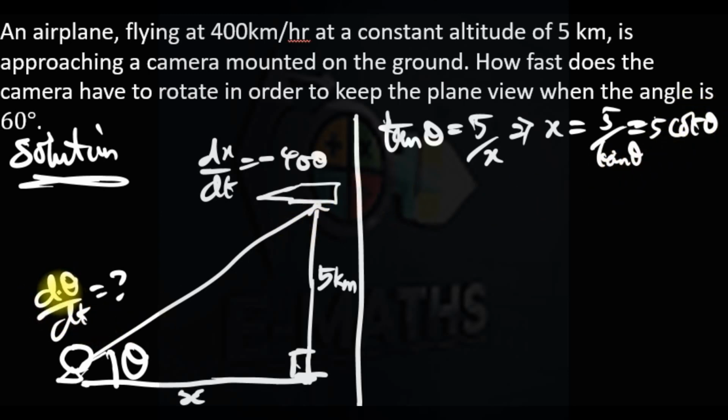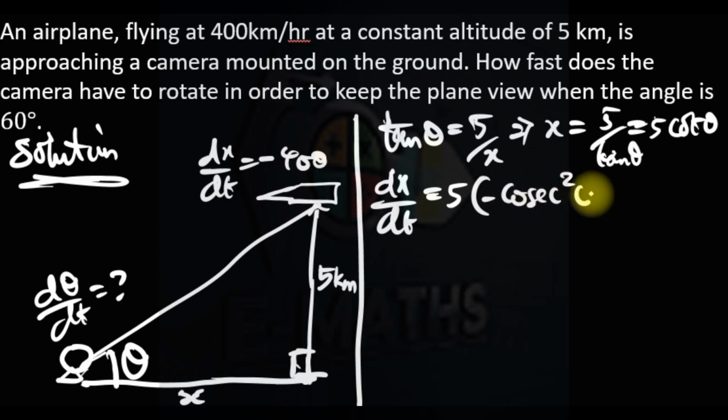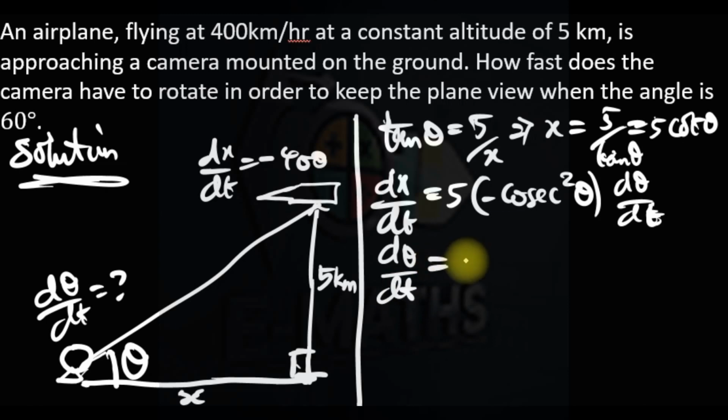Since we are looking for dtheta/dt, we need to differentiate both sides with respect to t. So we have dx/dt is now equal to 5 times, if we differentiate cot, you have minus cosec squared theta times dtheta/dt. So that's the derivative of cot. And we are looking for dtheta/dt, making dtheta/dt the subject of the formula.